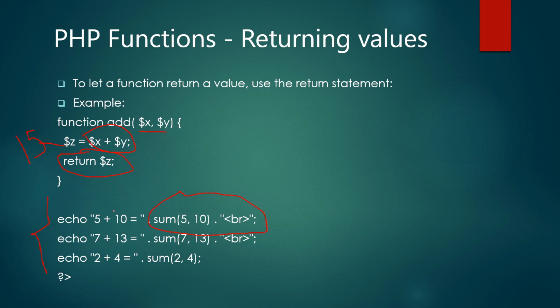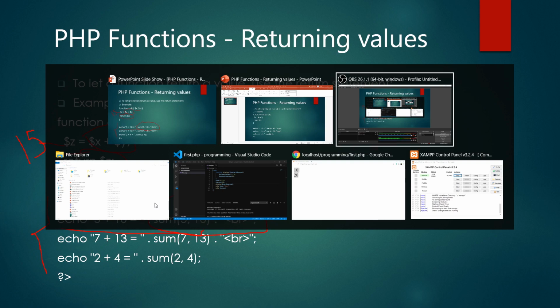So I can do anything with this variable. I can simply echo this variable out or maybe use it for further operations. So whenever a function wants to return something, we make use of the return statement. Okay, so let's see this in an IDE.